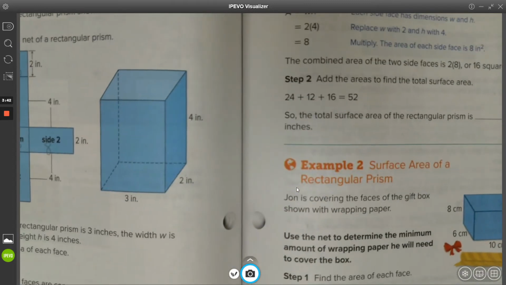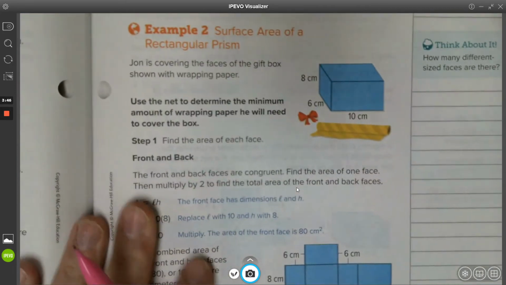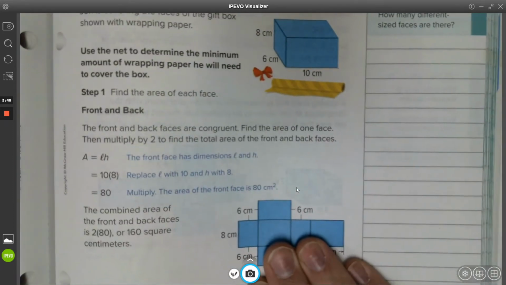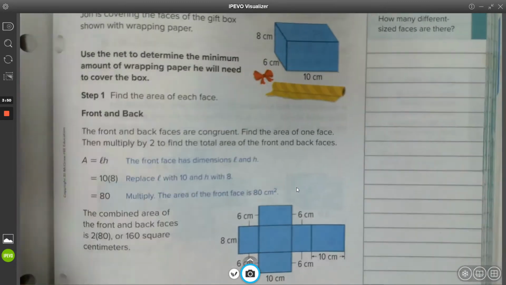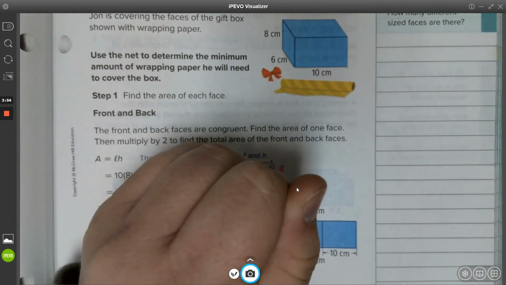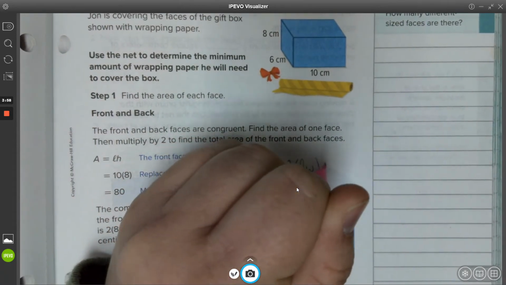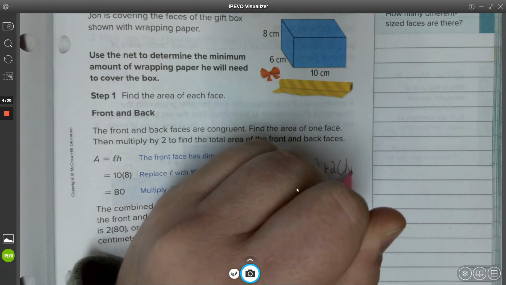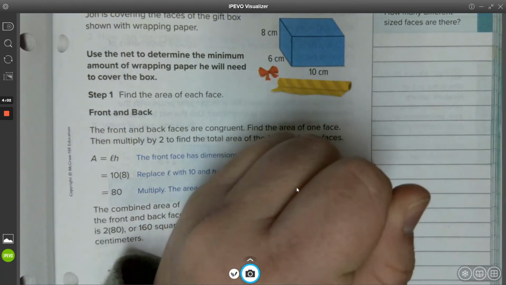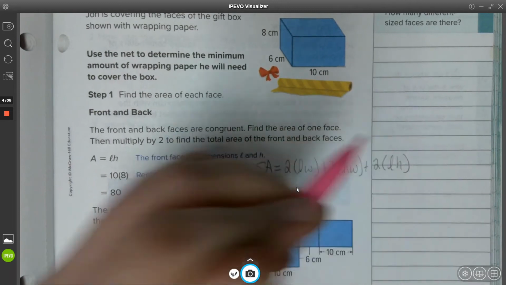Now, the other way to do this, instead of drawing it all the way out, is we can make a formula. And what this formula says is we're going to do 2 times the length times the width, plus 2 times the height times the width, plus 2 times the length times the height.